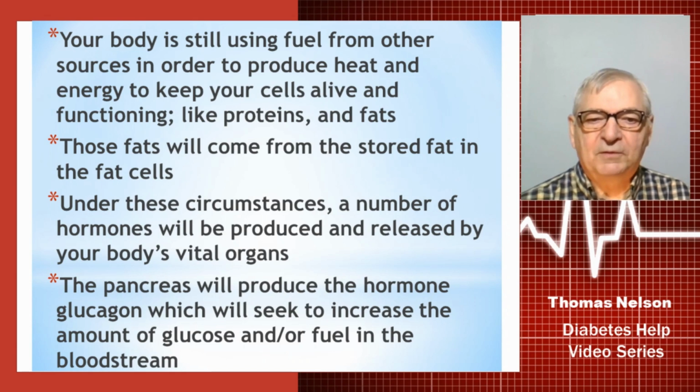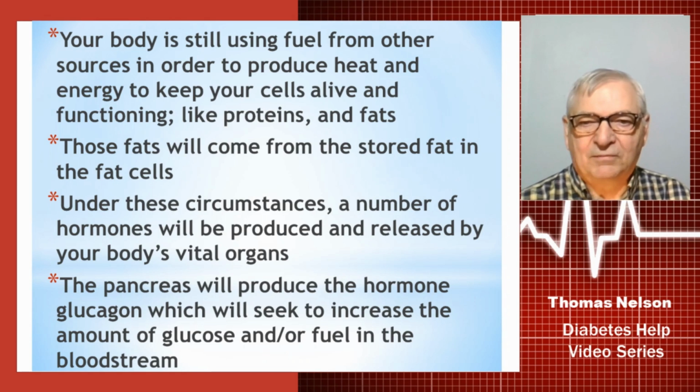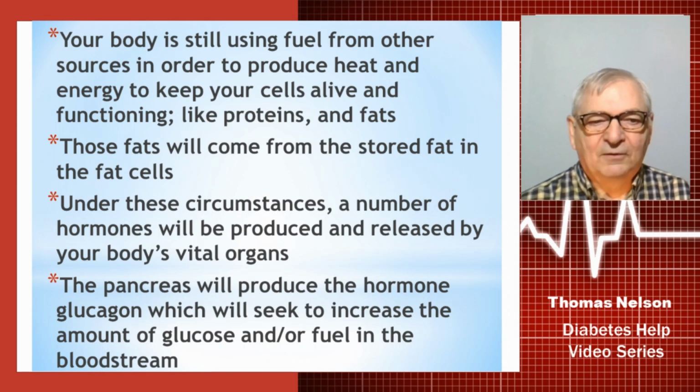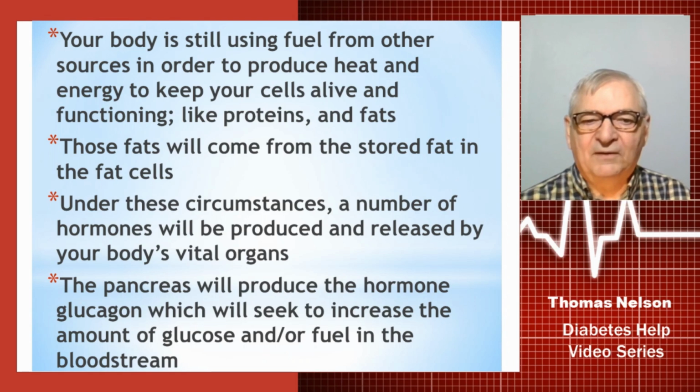The pancreas will produce the hormone glucagon, which is the opposite of insulin. Insulin is a storage hormone. Glucagon is a glucose-increasing hormone. So glucagon will seek to increase the amount of glucose and or fuel in the bloodstream.